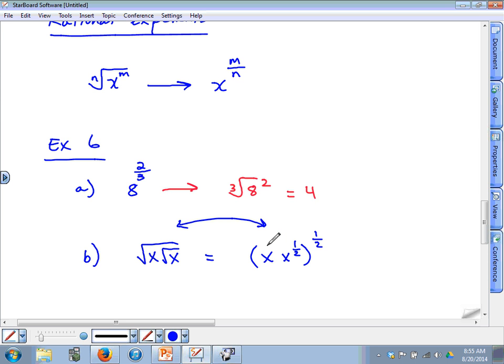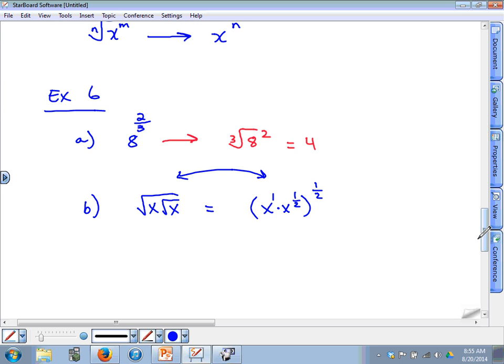Let's combine this here. x times x to the 1/2. That's really x to the first power. What do you do when you're multiplying terms together? We talked about this a couple minutes ago. You combine the exponents by adding them. 1 plus 1/2 is 1.5 or 3/2. So this changes into x to the 3/2.